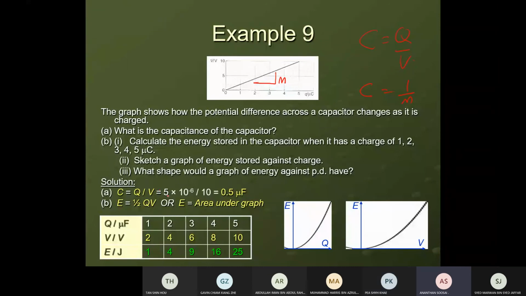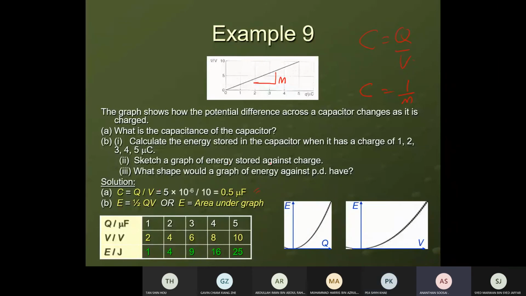In this case, capacitance is 5 times 10 to the power negative 6 coulomb of charge stored, and voltage is 10 volt. So capacitance means amount of charge stored per unit volt. So divide by 10, so you get the capacitance.